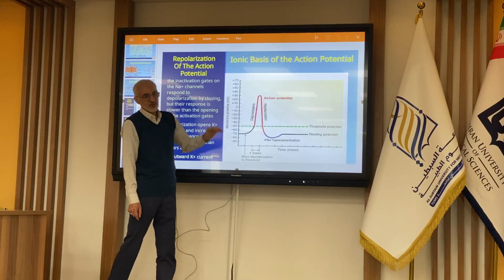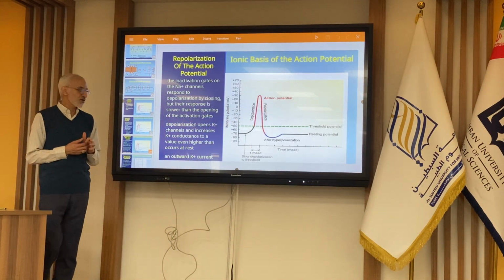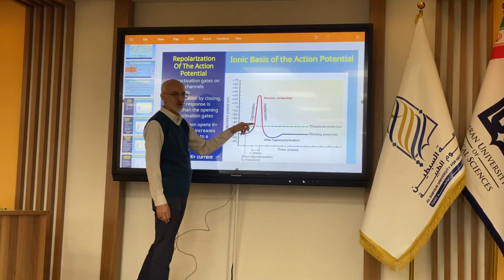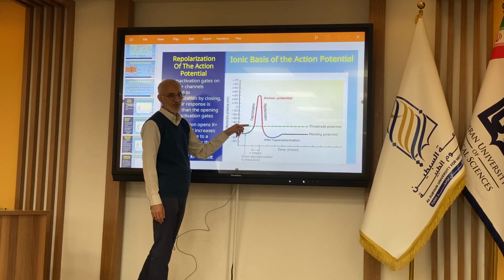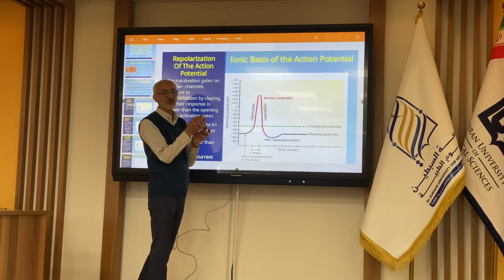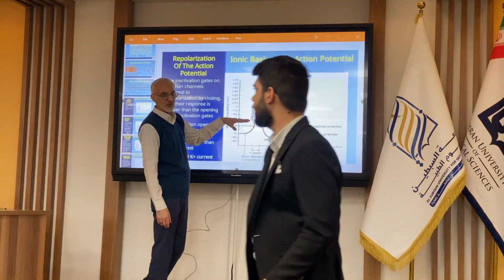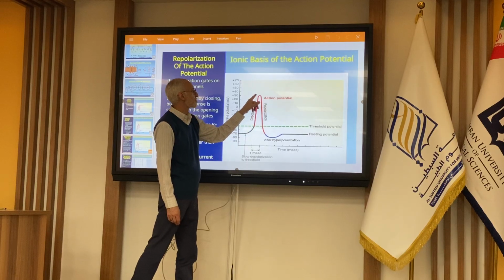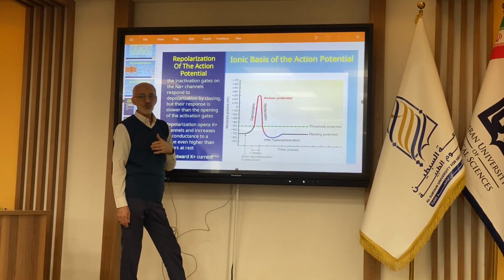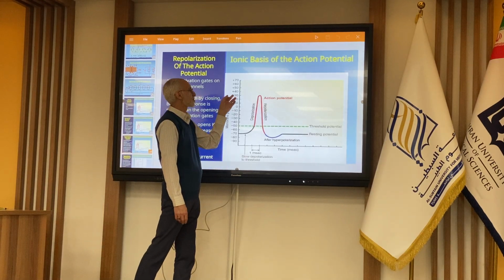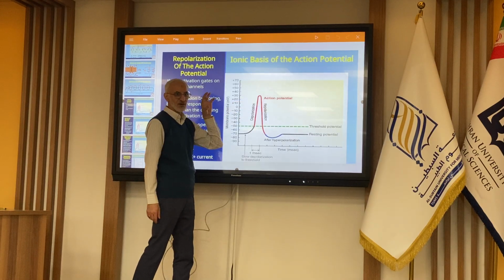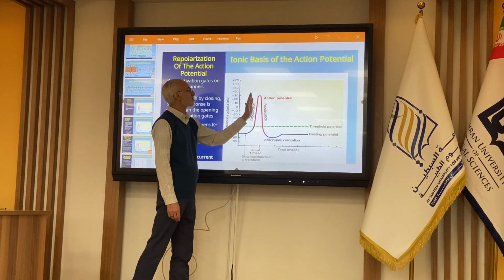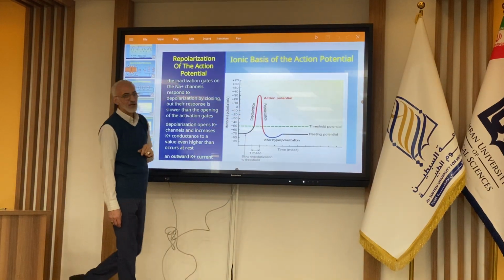Sodium voltage-gated channels have two gates, activation gate and inactivation gate. When the cell membrane potential reaches the threshold, the activation gate will be opened, and the channel in this situation is open, increasing permeability to sodium thousands of times. The membrane potential abruptly goes to near the sodium equilibrium potential, about plus 30, plus 20, according to the cell and the activity of channels. We say the cell is depolarized, and this part is called depolarization of the action potential.